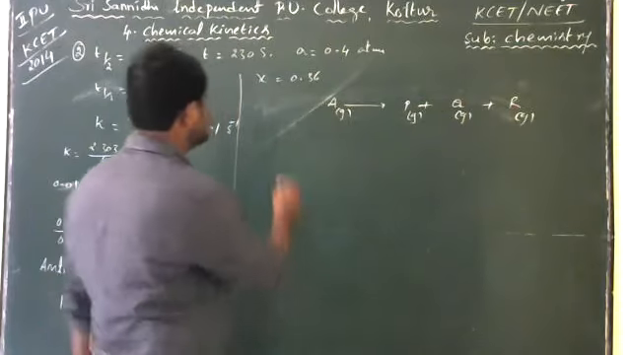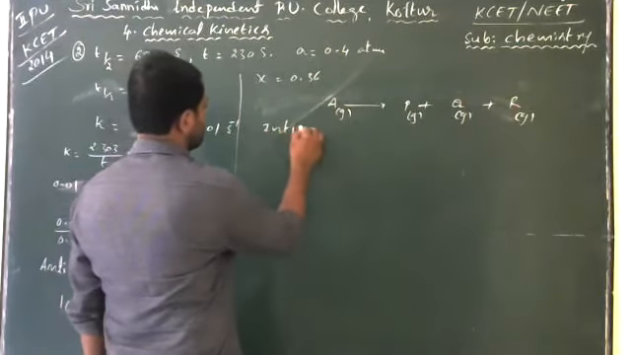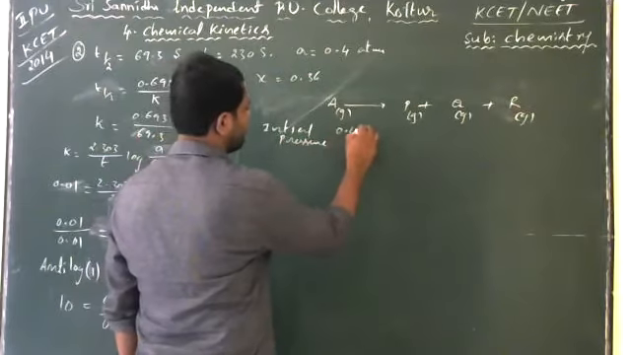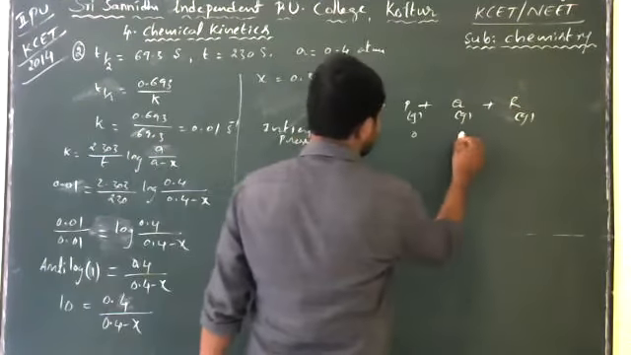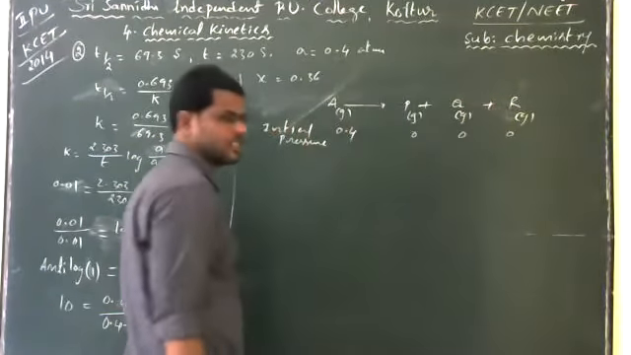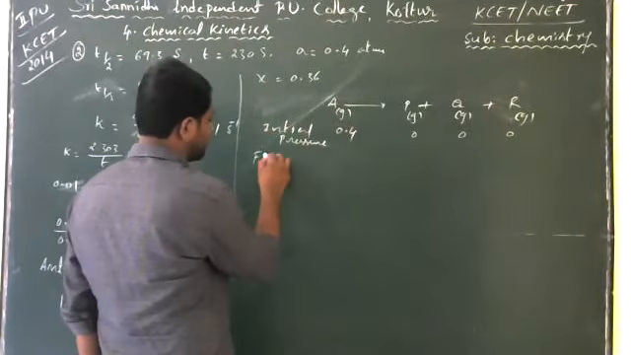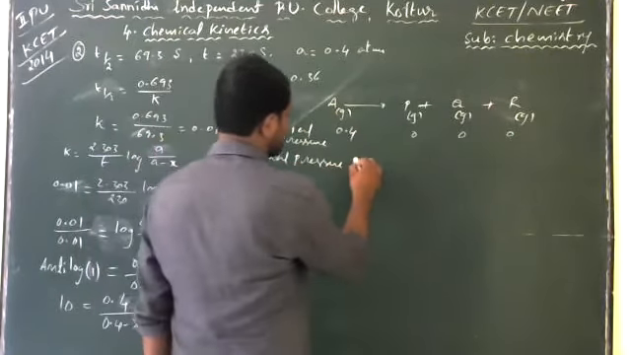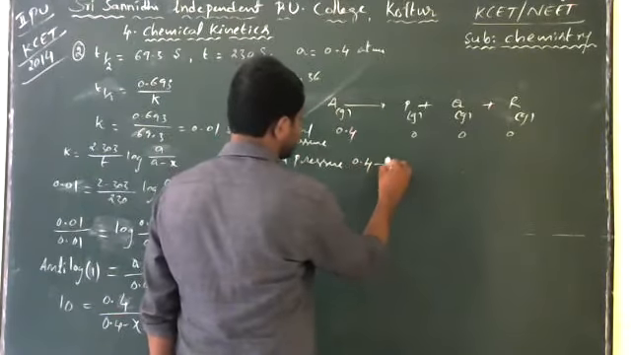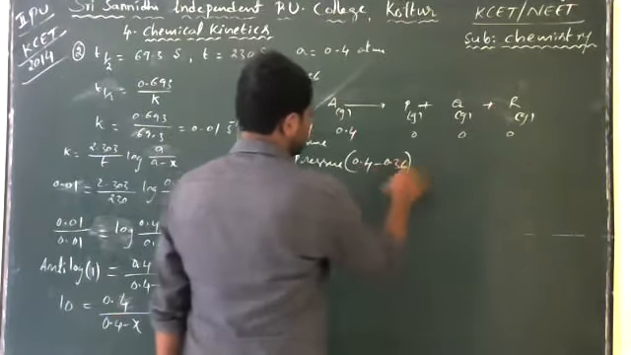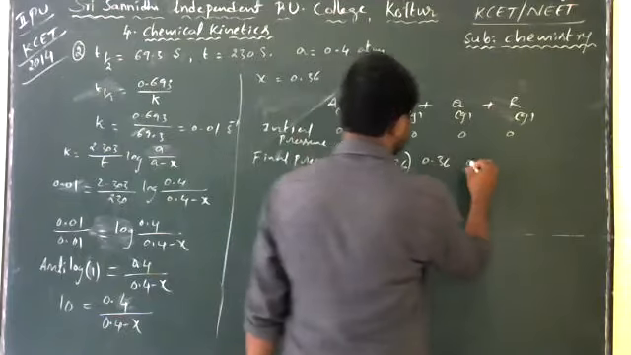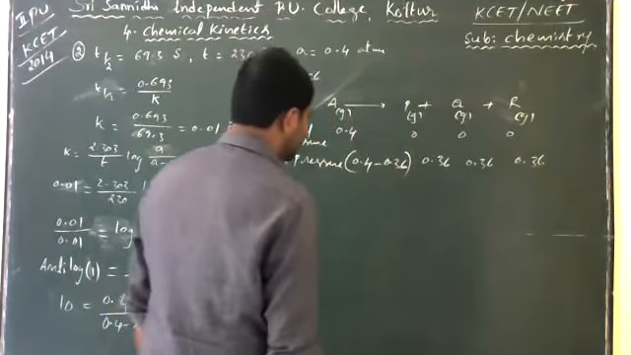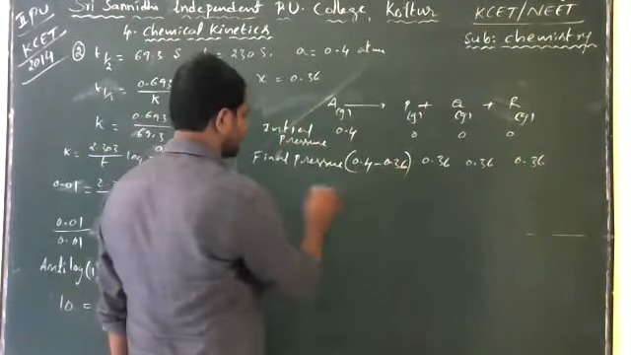Initial pressure: we have initially 0.4 atmospheric pressure, and for P, Q and R there are no products initially, so 0 atmospheric pressure. Then the final pressure is 0.4 minus X, nothing but 0.04, and for the products we have 0.36, 0.36 and 0.36.